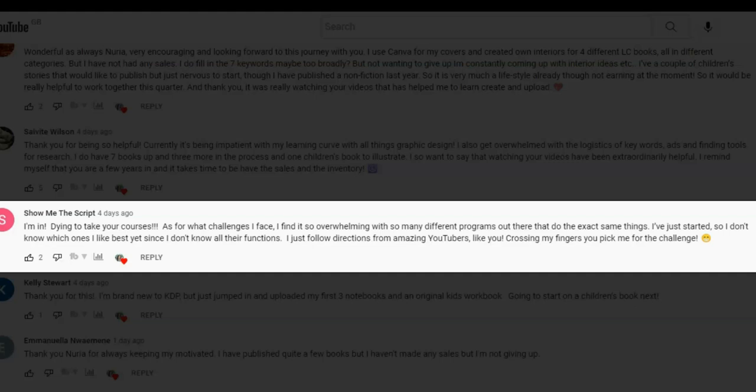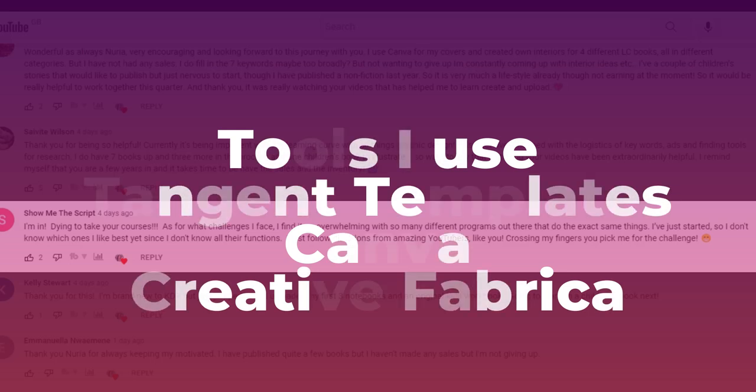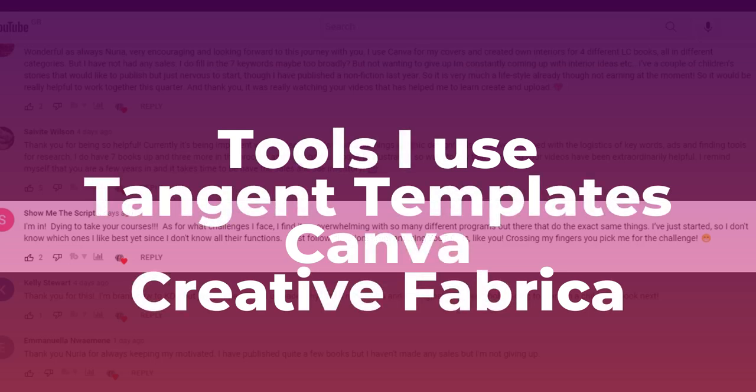In my case, the things that I can't do without, that I use all the time, are Tangent Templates, and I use that mainly to work out all my sizes, some of the interiors I use, but really it's all the other functions in Tangent Templates that I use. And the tool that I use to design is Canva. I just cannot get used to any other tools. I have got Affinity, but I just don't know what to do with it, so I'm sticking with Canva. And I also use Creative Fabrica. So those are the 3 things that I use all the time.